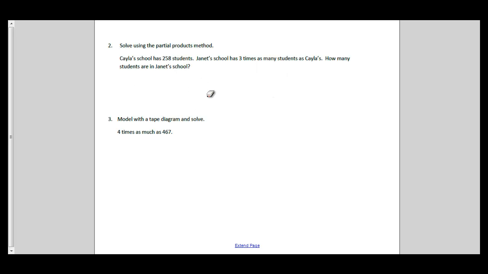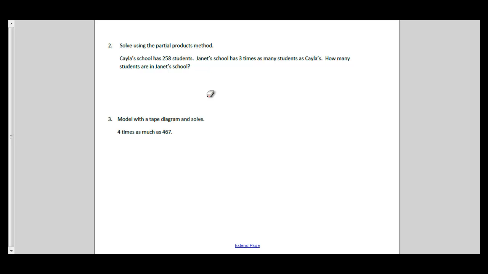Now, let's take a look at the back. So you'll notice that the directions say use partial products method. So first of all, we're going to read the problem. Kayla's school has 258 students. Janet's school has 3 times as many students as Kayla's. How many students are in Janet's school?